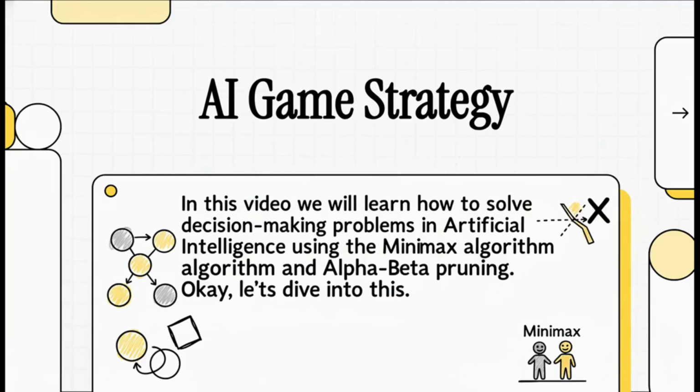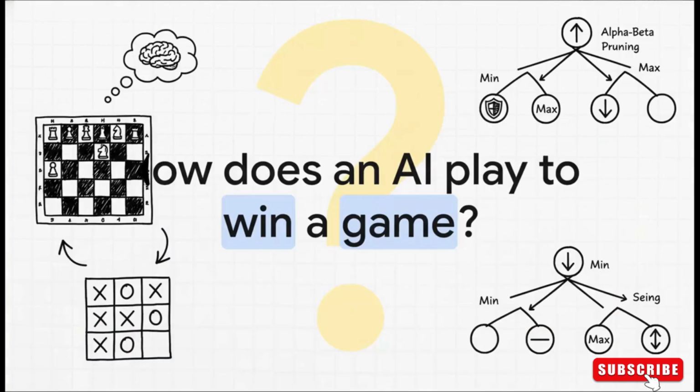In this video, we will learn how to solve decision-making problems in artificial intelligence using the Minimax algorithm and alpha-beta pruning. Let's dive in. It really all comes down to a concept we call adversarial search. Just think about games like chess or even tic-tac-toe. You've got two players, right? And they have completely opposite goals, each one competing to win.